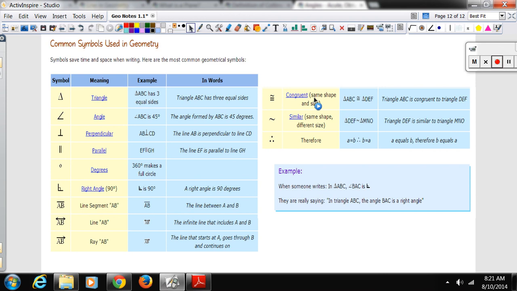So here's a congruent symbol. It's just like equals, but it's got the little squiggly on top, and it means shapes are the same size. You still use equals if you're talking numbers. You use congruent if you're talking shapes. Similar means they're proportional. And then three dots is therefore. We don't use that much, but we could. When someone says in triangle ABC, angle BAC is perpendicular, they are really saying in triangle ABC, the angle BAC is a right angle. So just look and see how they write stuff down.